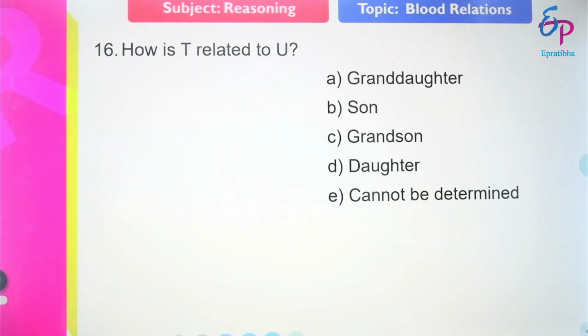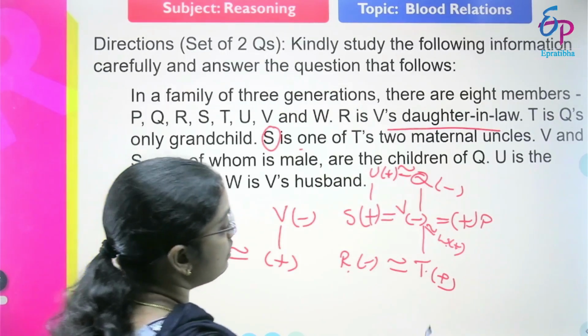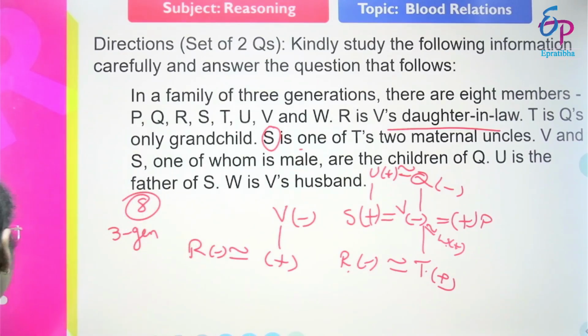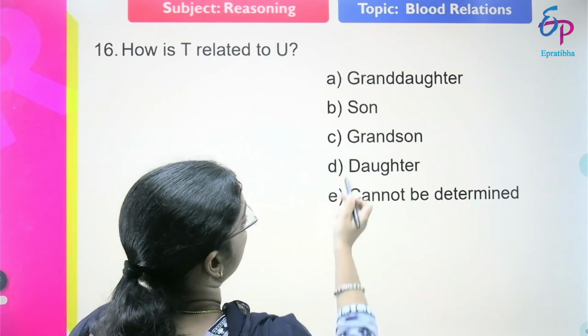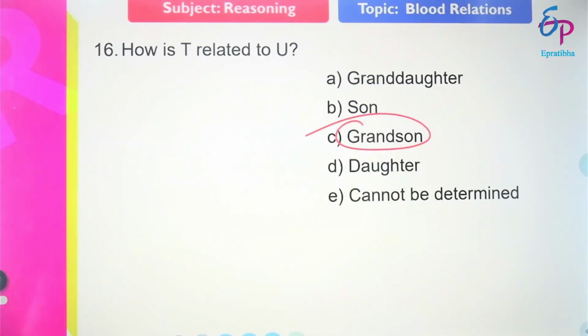How is T related to U? Okay, so how is T related to U, friends? So T is the grandson of U. Okay, so where do we have that answer? Yes, grandson. So that is the correct answer. Then move to the next question.